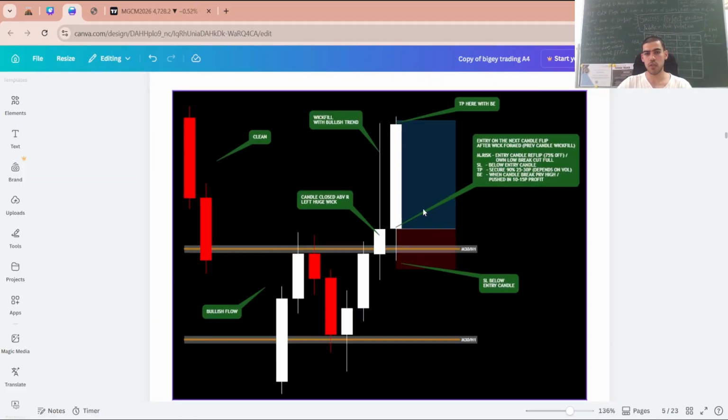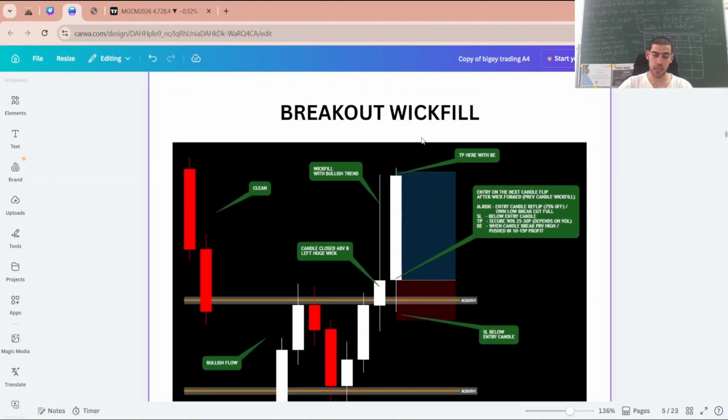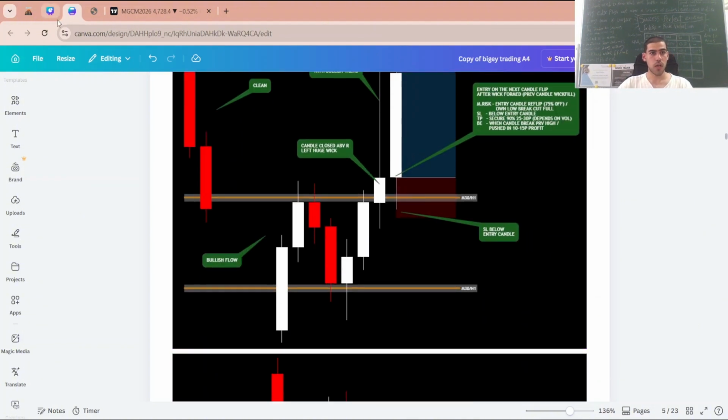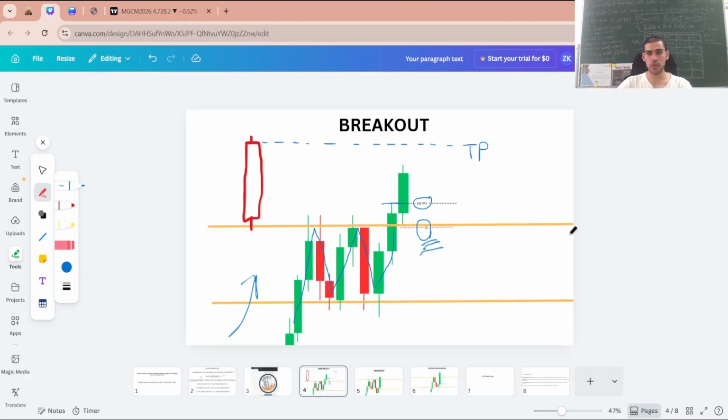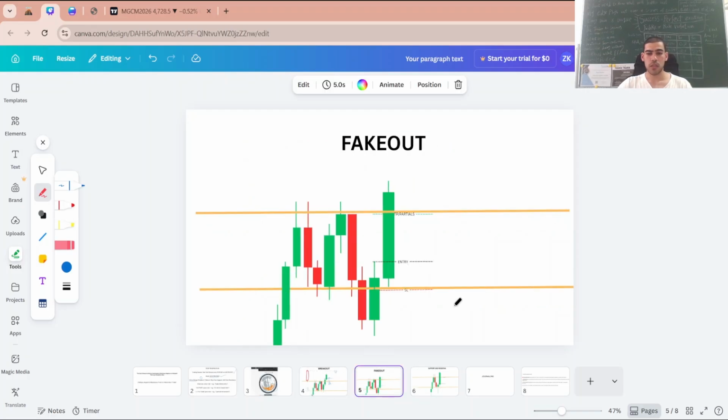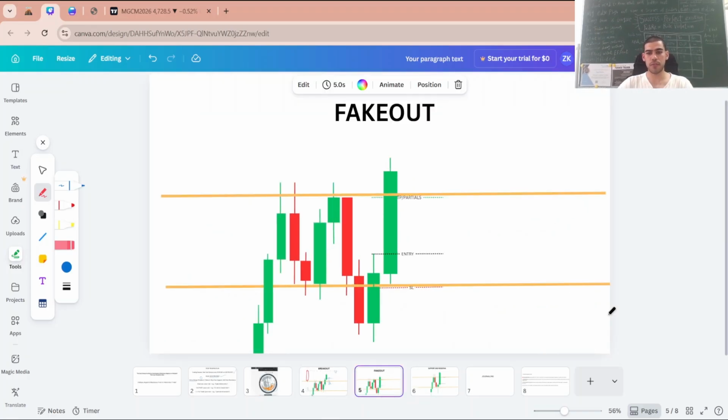This is actually one of my favorite breakout setups, a breakout with a wick fill. So now I'm going to move into the next setup. Enough speaking about the breakout. The next setup we have is the fake out, where most traders lose their money.